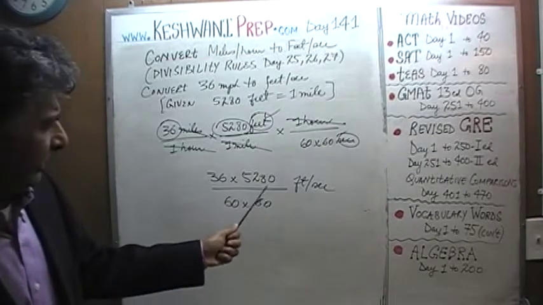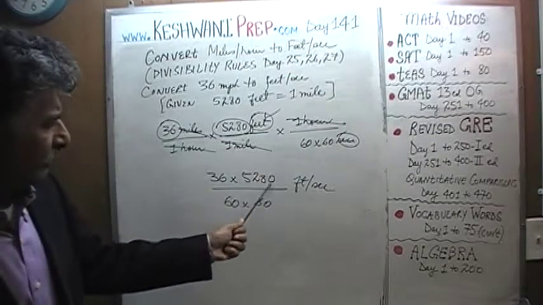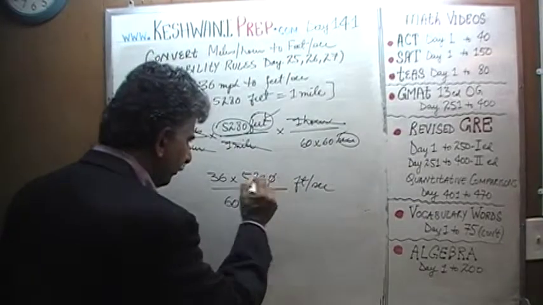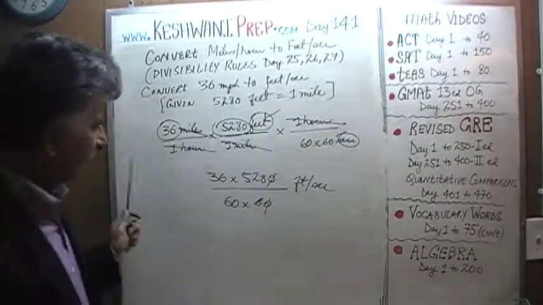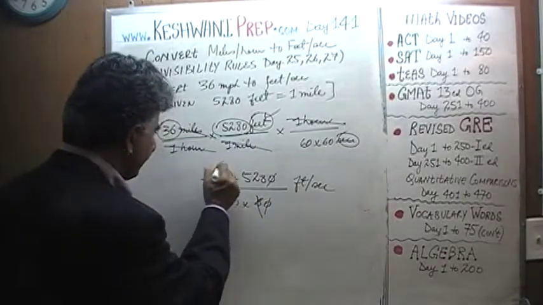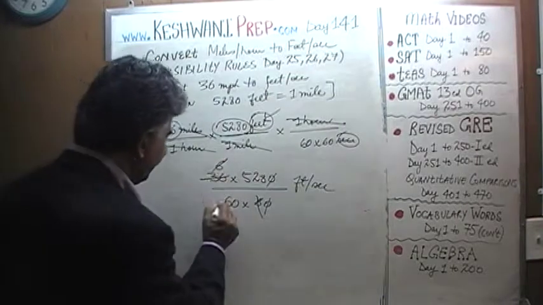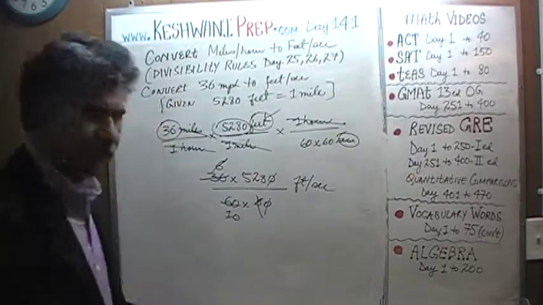We see this is a multiple of 10, and 5,280 is a multiple of 10. Why don't we divide top and bottom by 10? The 0 goes away. Let's divide top and bottom by 6. We can cross out this 6 and 36 becomes 6. 60 divided by 6 is 10. So let's divide top and bottom by 6 one more time and 60 becomes 10. That's it. We are done.